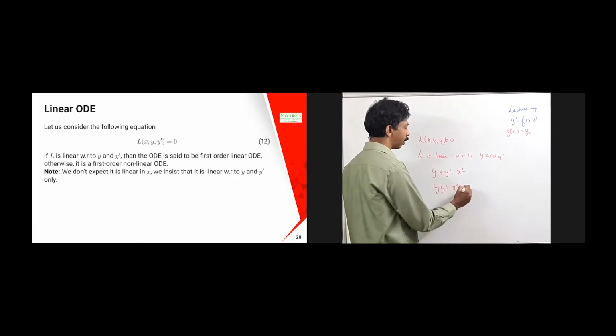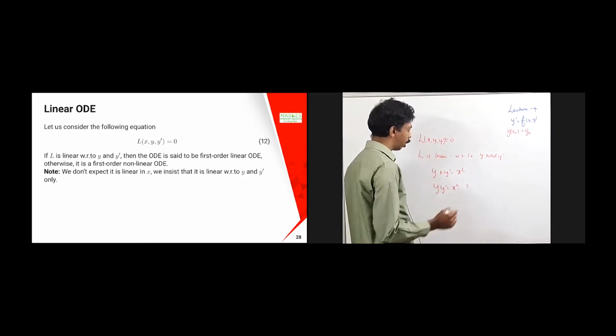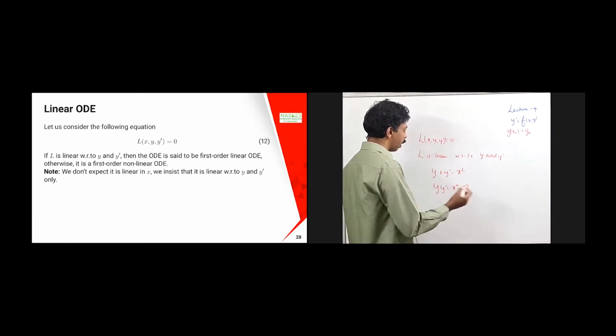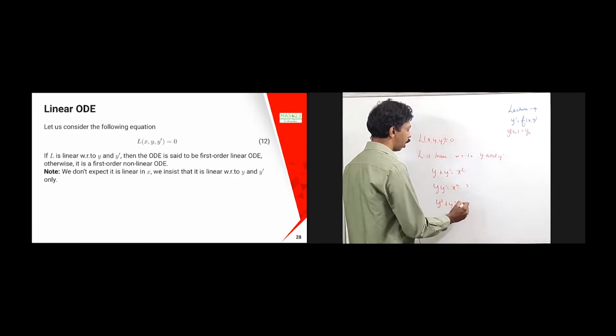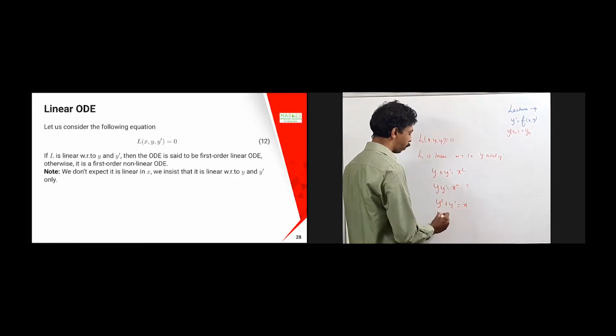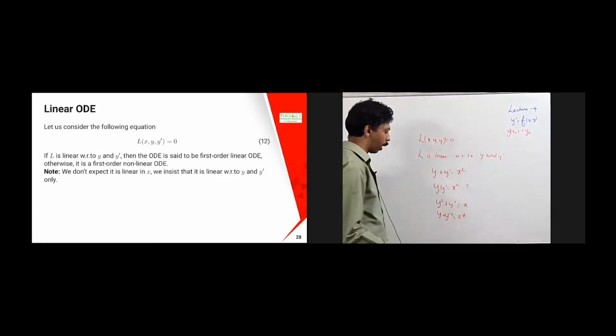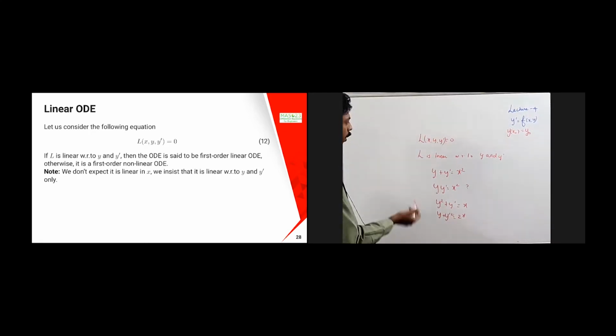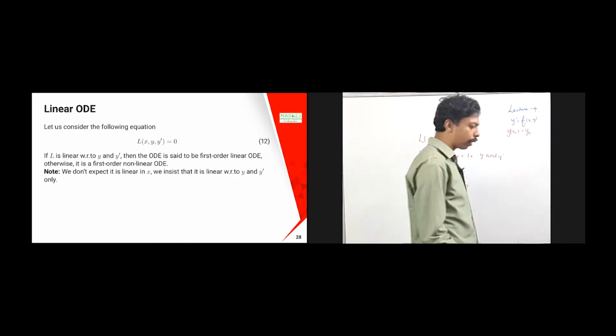Whether it is linear or not linear, I'm just leaving it to you to think of. Similarly, y square plus y dash equal to x, and y plus y dash square equal to, let's say, 2x. These I'm leaving to you as an exercise, to say which one is linear and which one is not linear. Okay, so let's go to the next one.